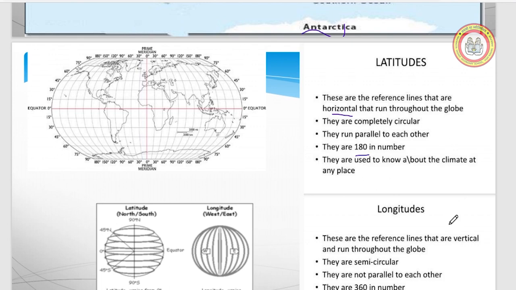Next is longitudes. These are the reference lines that are vertical and run throughout the globe. Vertical means up and down. They are semicircular. They are not parallel to each other. They are 360 in number. They are used to calculate the time of a place.